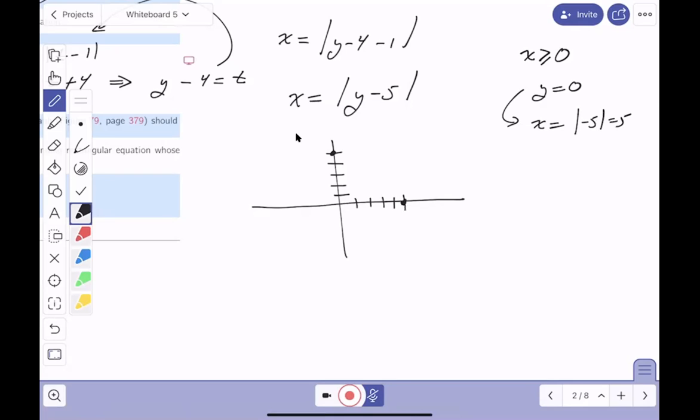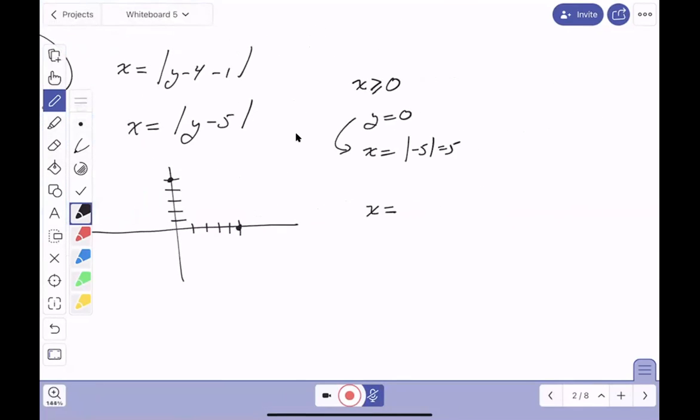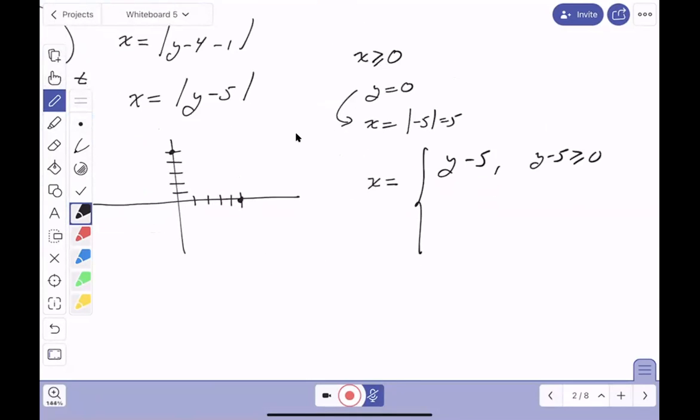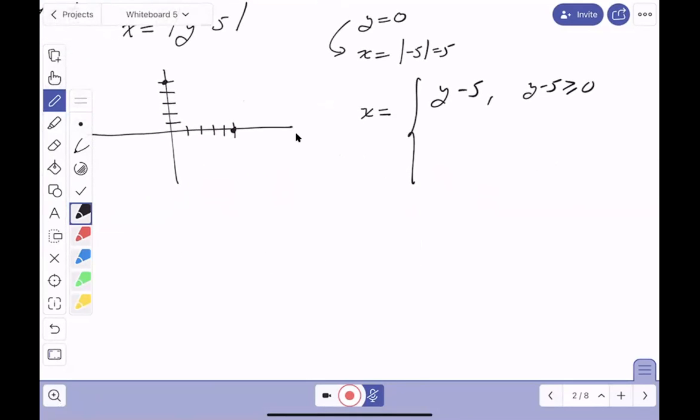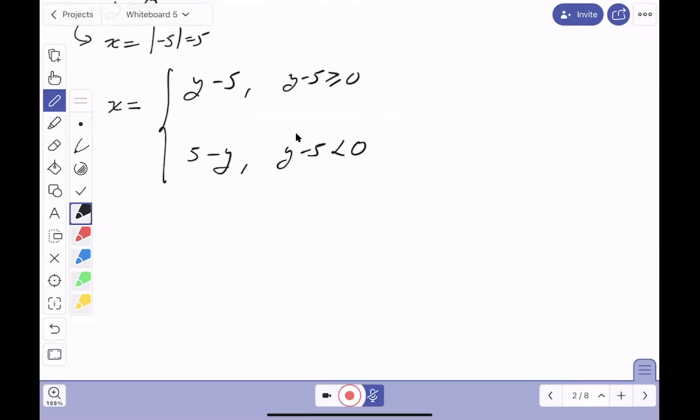Again, I'm not saying these are terribly accurate graphs. All right, let's take a look. And I think in Math 119, you remembered, I'll write this over here, the absolute value of x. What does it equal? I'll write this down for you. It's y minus 5 if, this is what you learned in Math 119, if y minus 5 is greater than or equal to 0. We'll do that later. And it's equal to the opposite, which is going to be 5 minus y, if y minus 5 is less than 0. So I'm going to keep going forward.